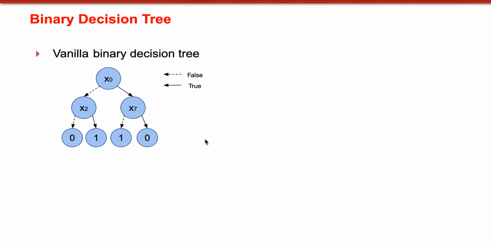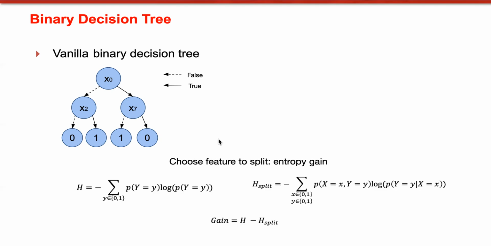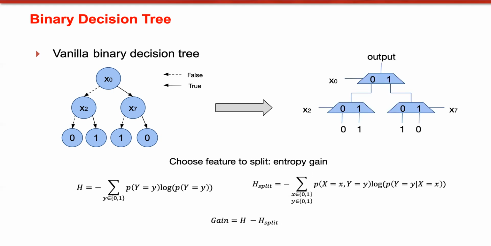When training the decision tree at each non-leaf node, we use entropy as the impurity function and select the feature with the maximum entropy gain. The formulas are shown here. Converting such a binary decision tree to a circuit is very straightforward because each non-leaf node can be represented as a 2-input multiplexer as shown in this figure. The leaf values are just constants and can be directly fed into the multiplexers.